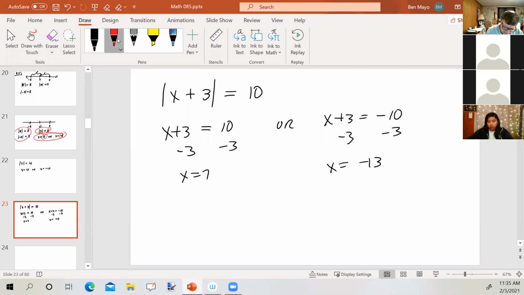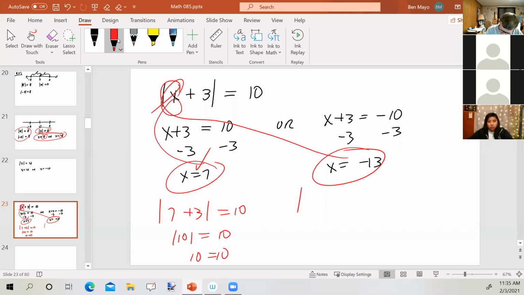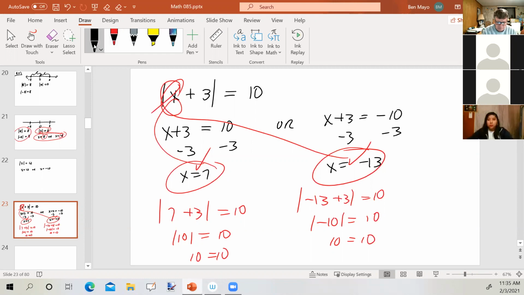Let's go ahead and check our work. If we put that up here, we get the absolute value of 7 plus 3 is 10. The absolute value of 10 is 10. 10 equals 10. It checks. If we put this up there, we get the absolute value of -13 plus 3 is -10. The absolute value of -10 is 10. 10 equals 10, and that one also checks. So again, we have two equations produced, and then solving them, we end up with two solutions. Everything okay so far?